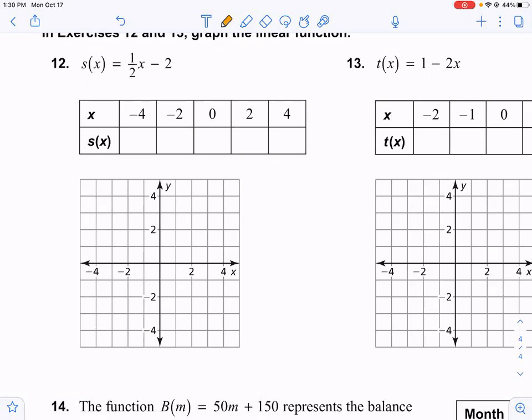Okay, purple table, plug in -4 to s of x. Blue table, plug in -2. Yellow table, plug in 0. Teal table, plug in 2. Red table, plug in 4. And green table, also put in 4, just to make sure that the red table's right.